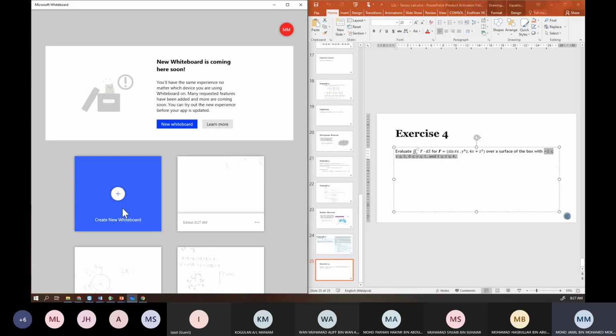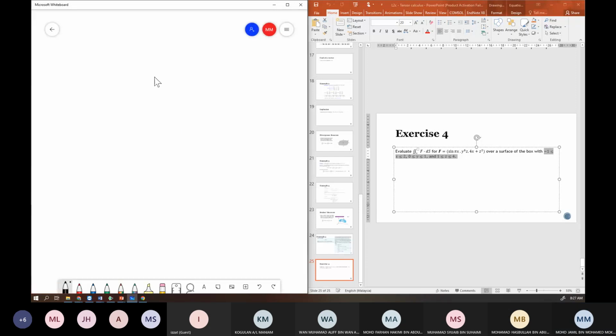Okay, let me make a new space. So we have pi cos pi x plus 2yz plus 2z. Then we integrate dx, dy, and dz.